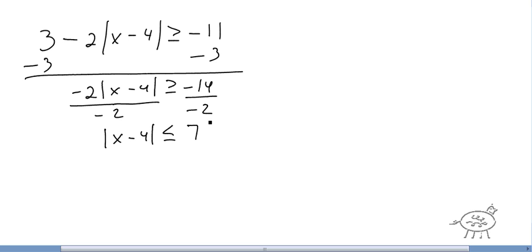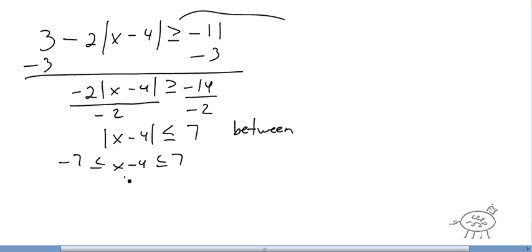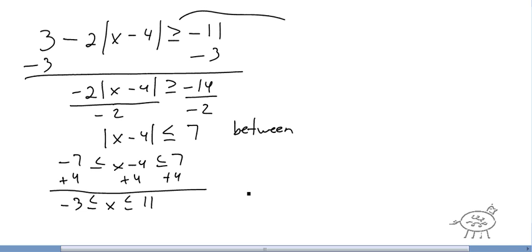So it's less than or equal to, so it's a between problem. Not an or problem that we thought maybe it could be up here, but it actually turns out to be a between problem. And so we set up x minus 4 is between negative 7 and 7. We add 4 to all sides. So we have negative 3 less than or equal to x less than or equal to 11. And we graph it. Negative 3, 0, and 11.